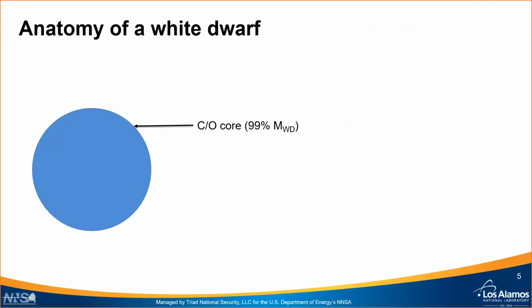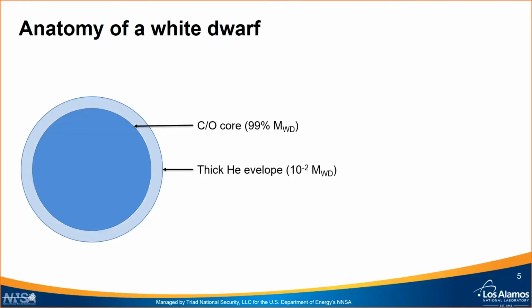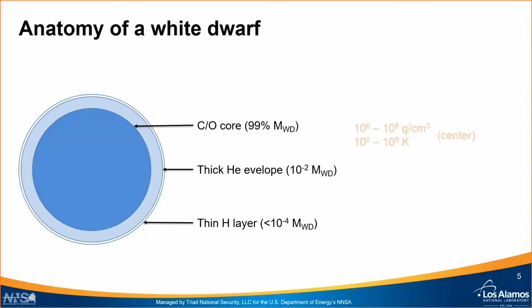Most of the mass of a white dwarf is contained within its core, which is usually made of carbon and oxygen. And this is surrounded by a helium envelope, making up about 1% of the white dwarf's mass. And then there's also a thin layer of residual hydrogen, so hydrogen that was not burned up during previous phases. The conditions that we find in white dwarfs can be quite extreme. At the center, we're talking typically about densities of 10^6 grams per cubic centimeter and temperatures of the order of 10^6 Kelvin.